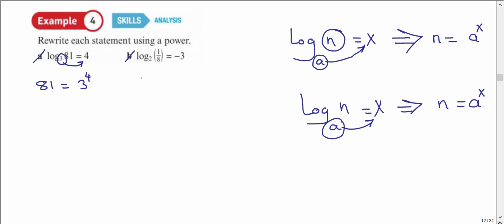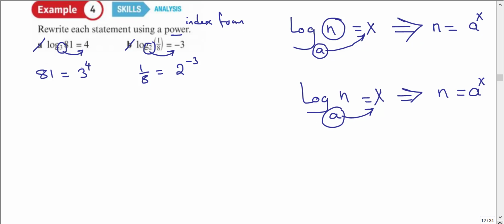Type, how about B? How to change it to index form or power? They say rewrite each statement using a power, which means index form. Log base 2 of 1 over 8 is equal to what? Take the base and raise it to this. So 2 power minus 3, which is basically 1 over 8. Keep it this way.